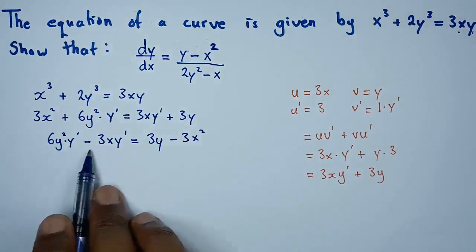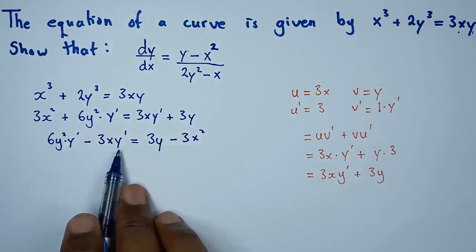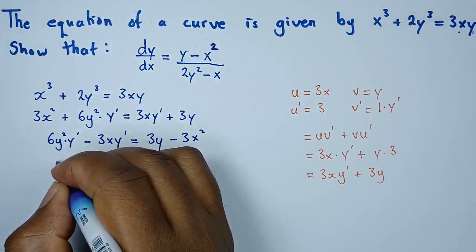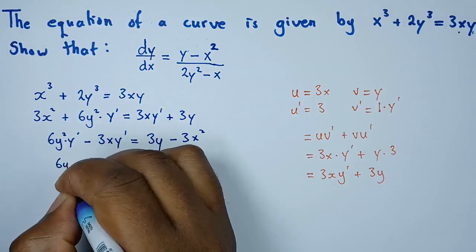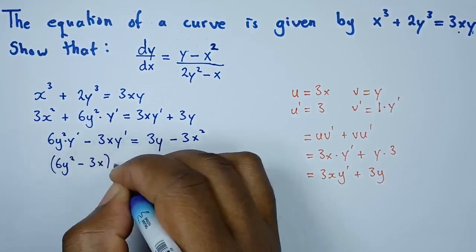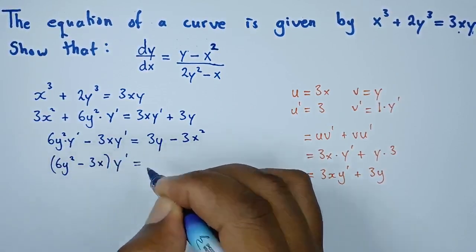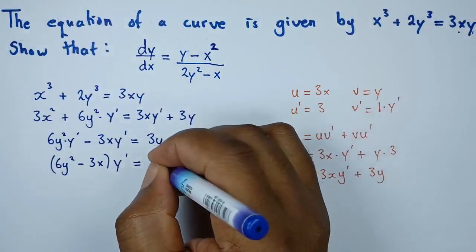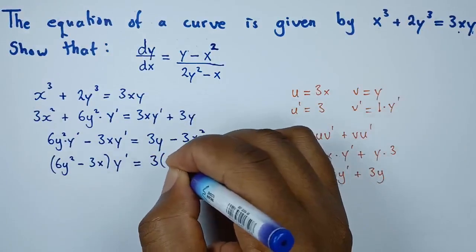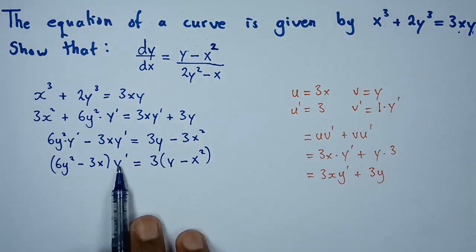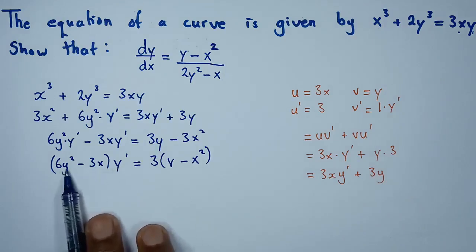Okay, from there, since we're making dy dx the subject of the formula, let's factor it out. So if we factor out dy dx, what do we get? We'll have 6y squared minus 3x, in brackets, we have factored out dy dx. This is equals to, what is common here? 3. So let's just factor it out. So 3 is common. What remains? y minus x squared. Since we want dy dx, we're going to divide both sides by this expression.